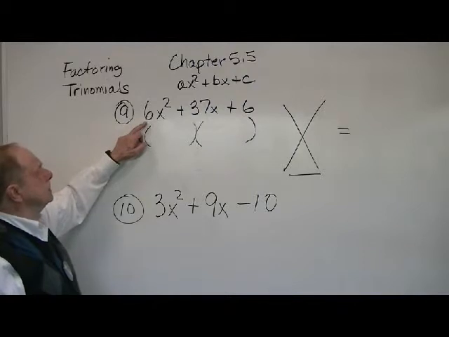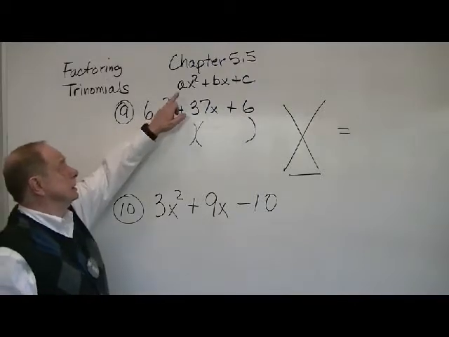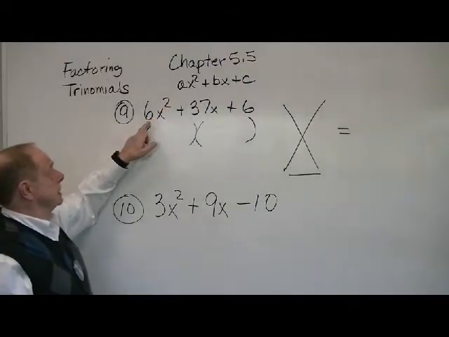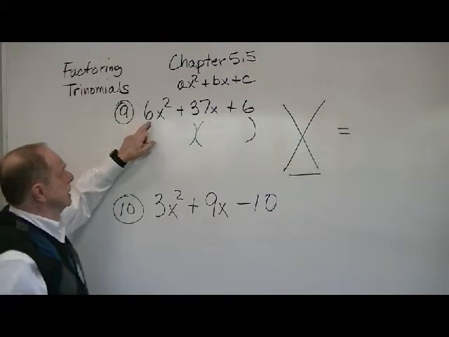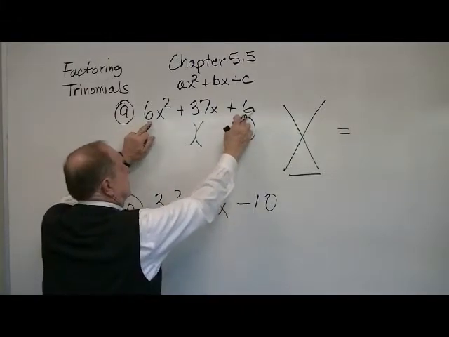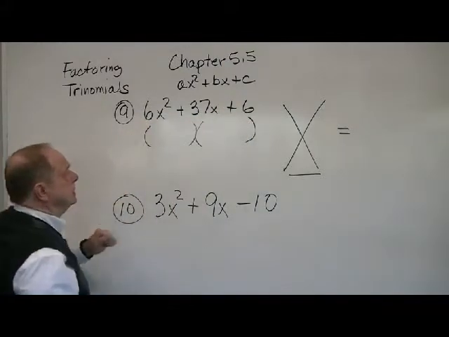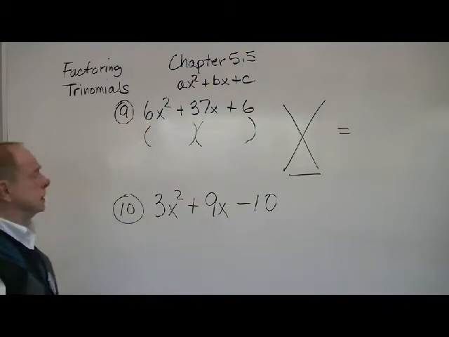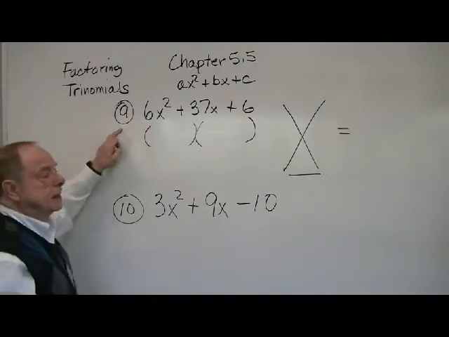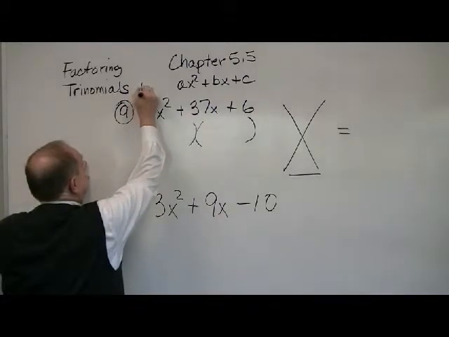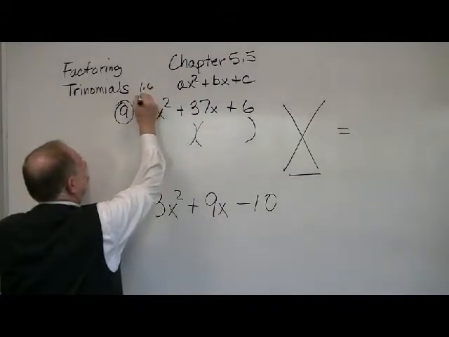Now as we look at this first term, which is A, 6, and we look at this last term, 6, and our sum is going to be 37, we're sort of challenged. What are the factors of 6? Well, we know it's 1 times 6 and then 2 times 3.